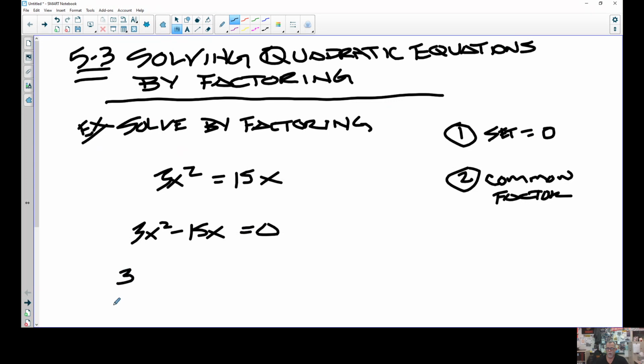So I'm going to write that 3 down. I look at the variables in it. There's an x in this one. There's an x in that one. The lowest power is what I want to take. The lowest power of x in these two terms is x to the first. So I'm going to use that.